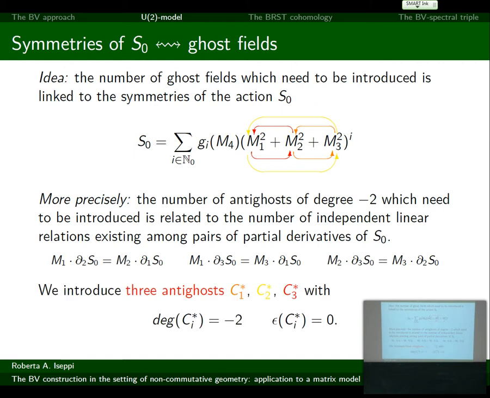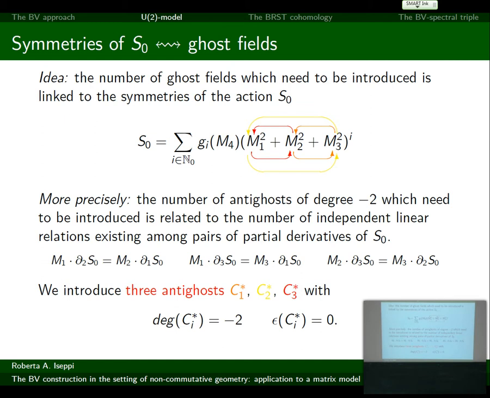So we have to introduce 3 anti-ghosts, C1 star, C2 star, and C3 star, and the colors here match the colors there. These anti-ghosts have degree -2 and parity 0. This means that these are real variables.